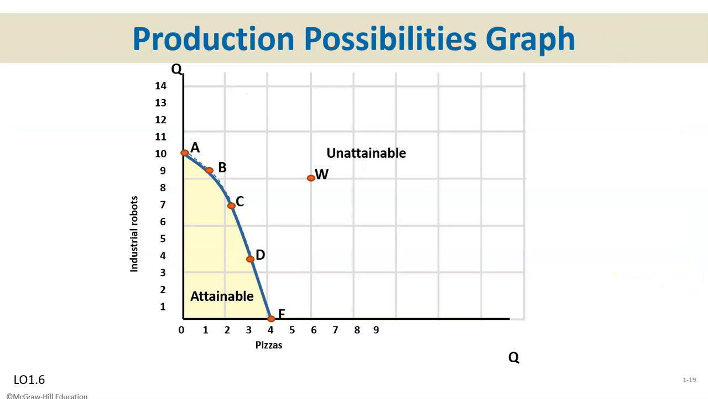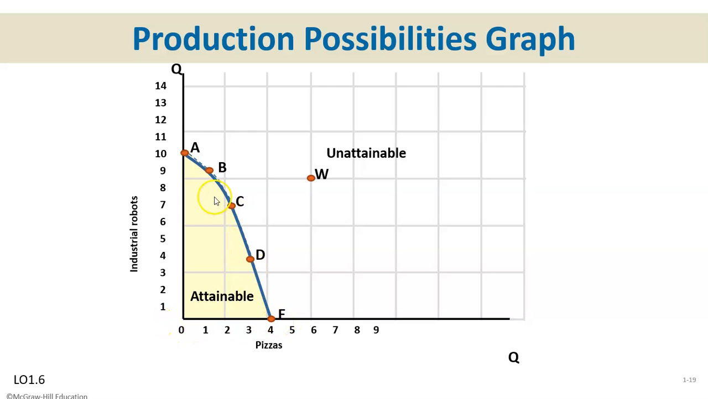Okay, here's our graph. Notice we have one of the goods on the bottom, so pizzas are down here. The other good is on the other axis. And then these are the same points that are on the last slide. So at A, here, they're only making robots. So they've got 10 robots, and they have no pizzas at all because everyone in the economy is making robots. And then we have point E, and this is where everyone in the economy was making pizzas. So they had 4 pizzas and no robots at all.